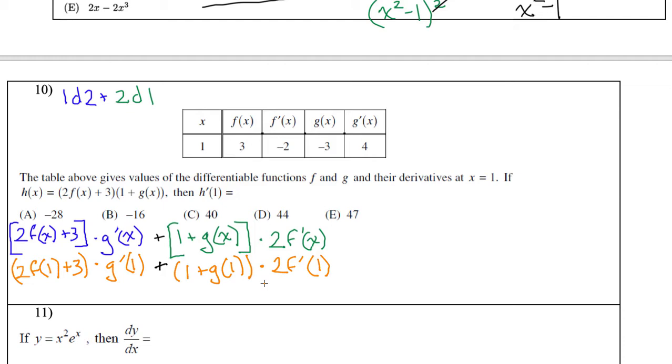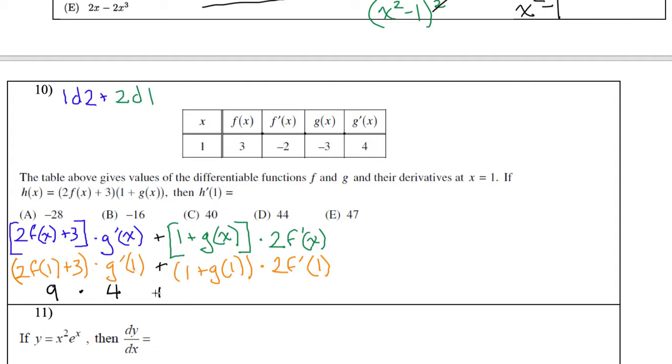All right, now we're using the table because I don't know what f of 1 is. So f of 1, if I plug in 1, f of 1 is 3. So this f of 1 right here turns into 3. 2 times 3 plus 3 is 9. So let's write down 9 times, and what's g prime of 1? G prime of 1 is 4. Oh, just kidding. There it is right there, 4.